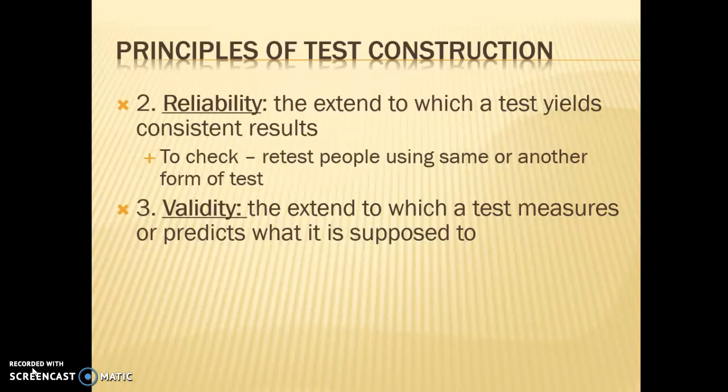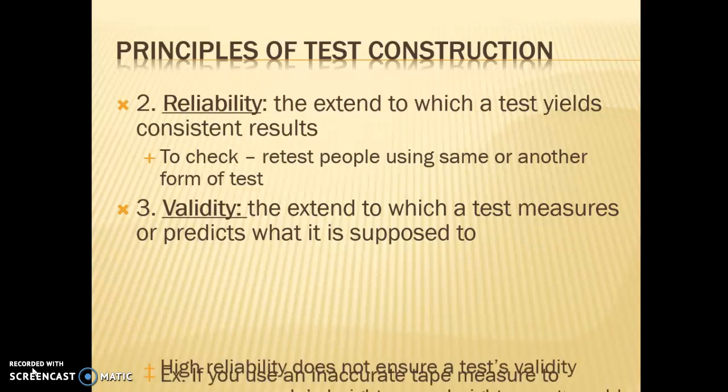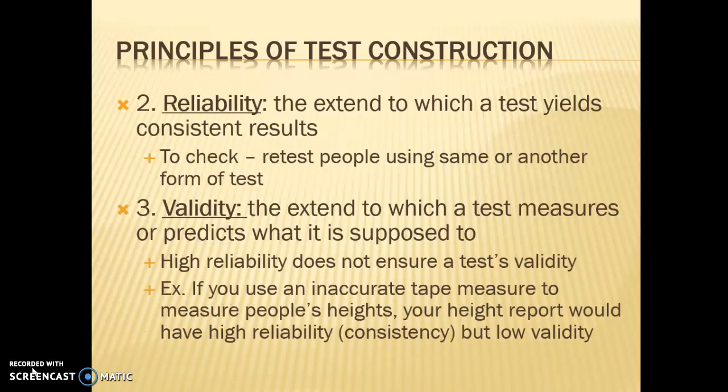Another example of high reliability not ensuring the validity of a test: if you use an inaccurate tape measure to measure someone's height, right? So let's say it's off by half an inch. Your height report for every single person you measure will be reliable. It'll be consistent, but it's not valid because your tape measure is broken, right? So it's not predicting what it's supposed to predict because your tape measure is half an inch off. And there are those examples right there. I forgot that I put them on the slide. So you can read through those two examples as talking about validity. That's exactly what I just went through. Okay.